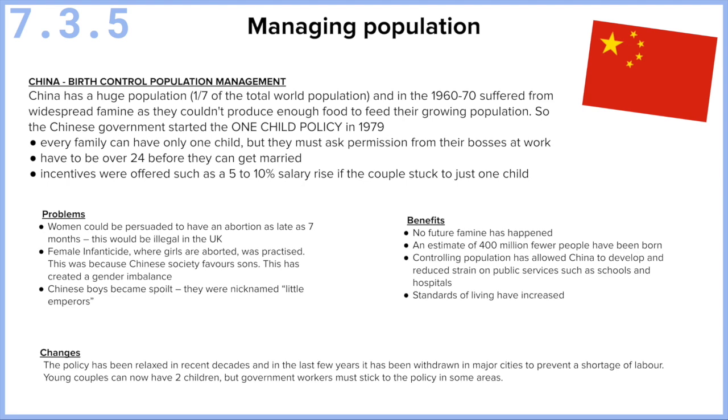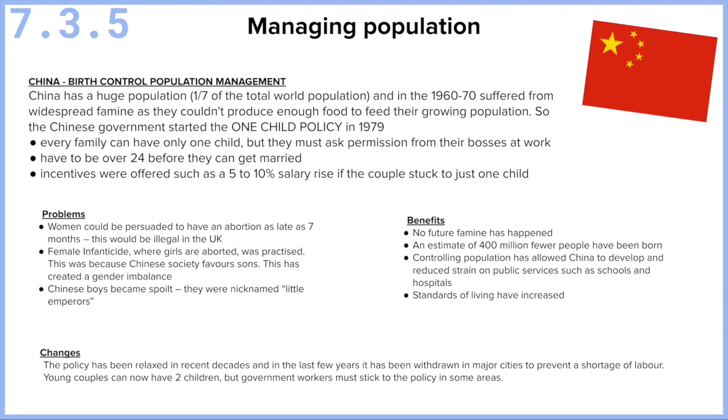And this led to a significant gender imbalance where there was a significantly higher proportion of males in society compared to females. And there's this syndrome called the Little Emperor syndrome, where Chinese boys became so spoilt because they were seen as their little saviour, their one child that they could have, and it was a boy, and so they were spoilt from it.